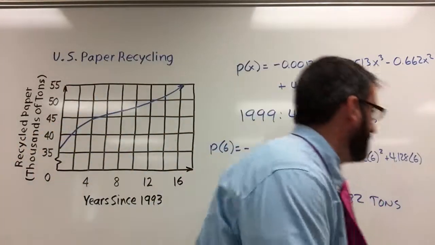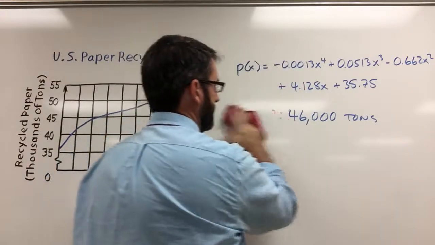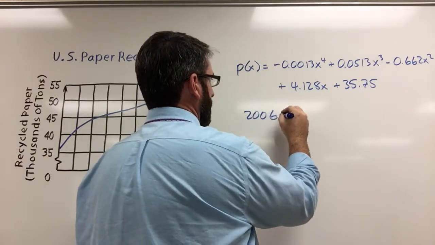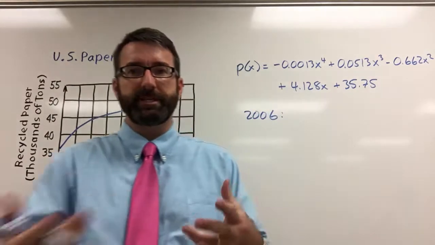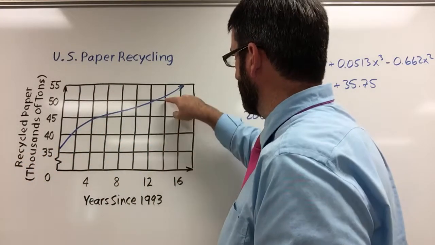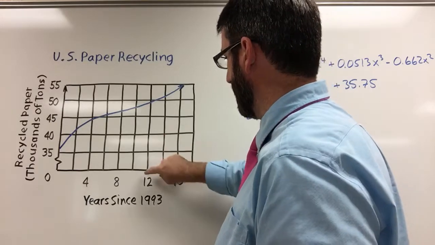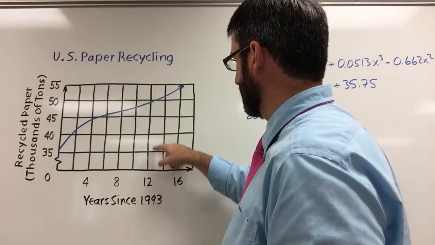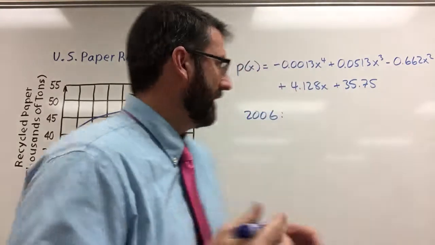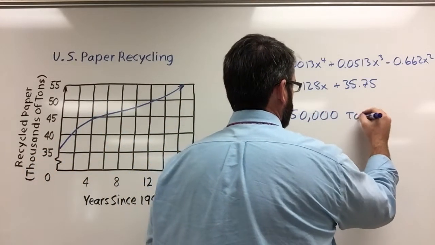All right. Finally, we've got 2006. 2006 is 13 years from 1993. So we're going to go over here to year 13, and if we go up, sorry, that's year 14. Year 13 would be halfway in between here. So if we go up, it looks like it's crossing right at 50,000. So we're going to estimate that it's 50,000 tons.